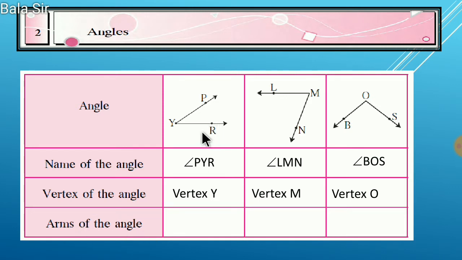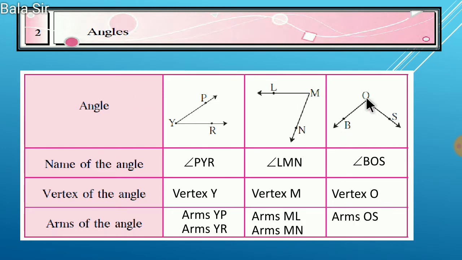Arm. An arm is a ray of the angle. Arm YP, arm YR. In this figure, you can see two arms: arm ML and arm MN, arm OS and arm OB.